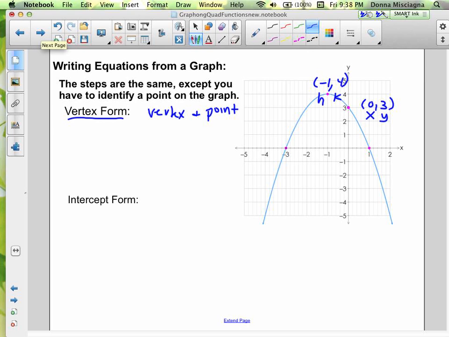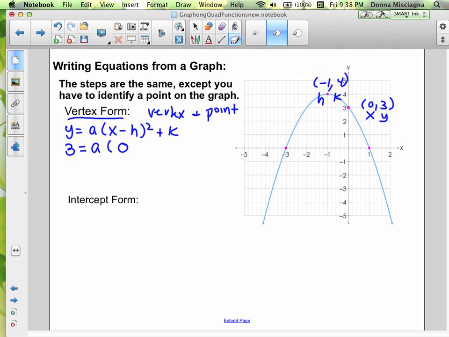All right, so now let's write down our vertex formula. That's going to be y equals a times x minus h squared plus k. So let's replace the x, the y, the h, and the k. So we have 3 equals a times, and this would be a 0, minus a -1. So minus a -1, that's going to be plus 1. So I'm just going to write in plus 1. And then k is plus 4.